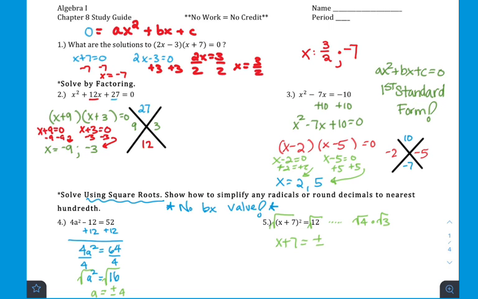Now, the square root of 12 is not even, so I look inside of there and think, what are the perfect squares in there? And I see it's 4 and 3, and I can square root 4, which is 2, and I can't square root 3, so I just leave it in there. We call this a simplified radical. I go ahead and isolate x by subtracting 7 from both sides, so I get negative 7 plus or minus 2 square root 3 as my final answer.